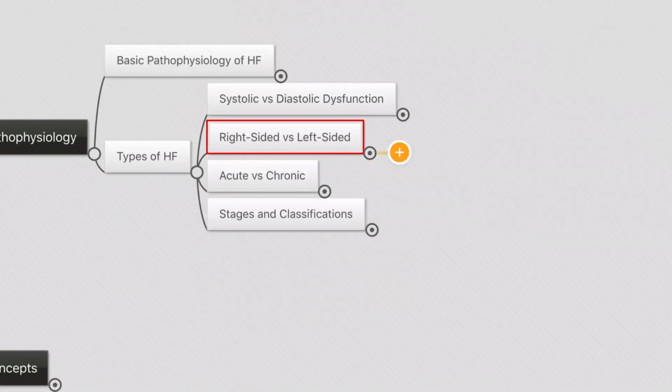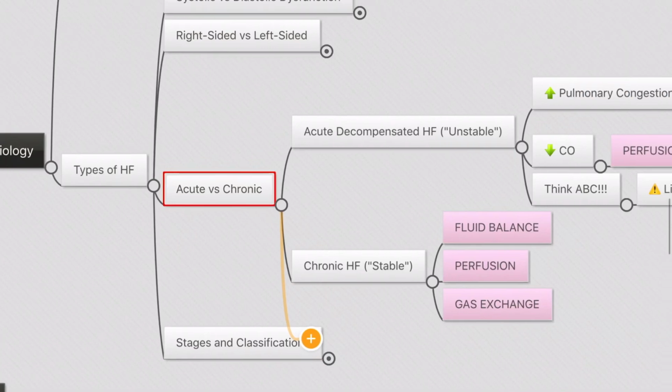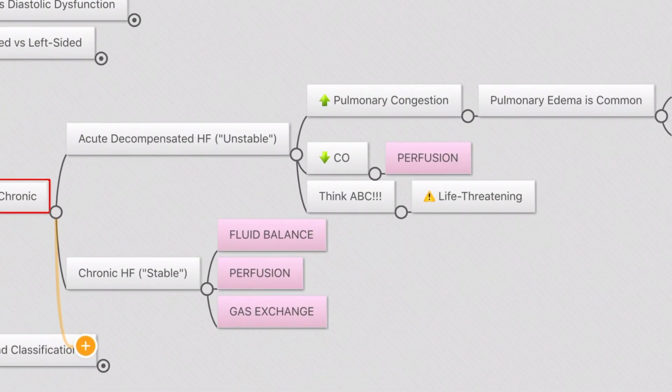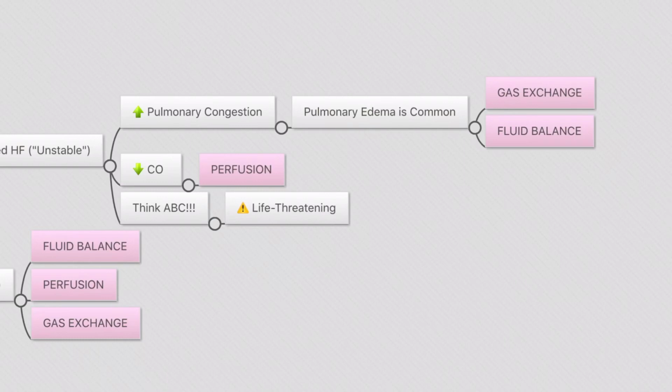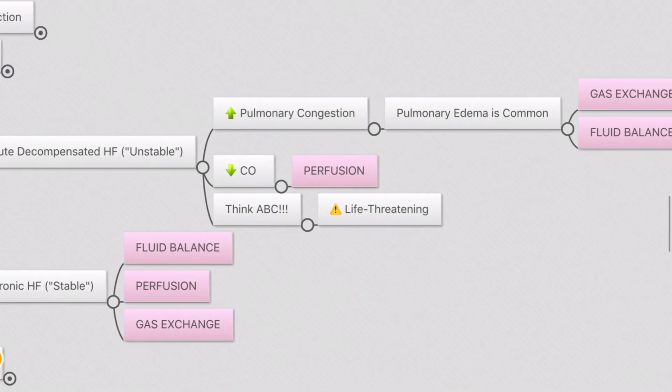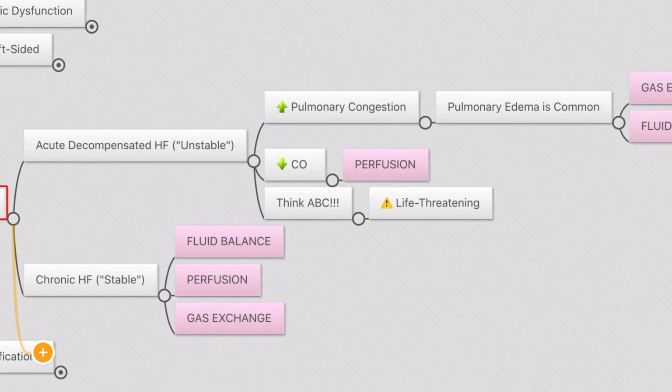Now, what about the acute versus chronic? Now, acute decompensated heart failure, we think about it as unstable heart failure. As for chronic, patients are usually more stable. Acute decompensated heart failure increases pulmonary congestion, and pulmonary edema is very common. So you would think in terms of gas exchange and fluid balance. And unstable heart failure also decreases cardiac output, and that leads to decreased perfusion.